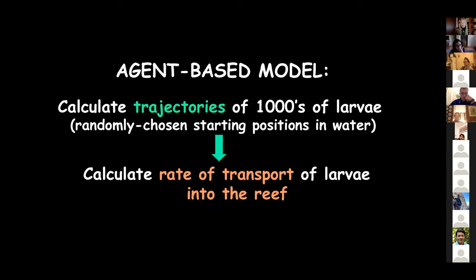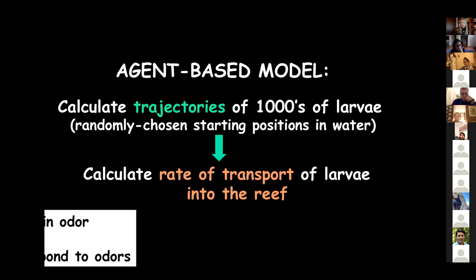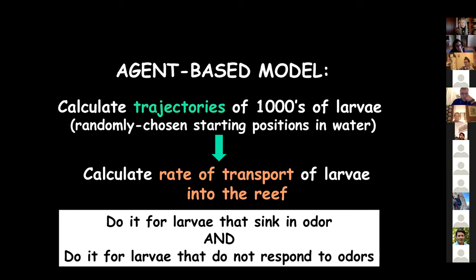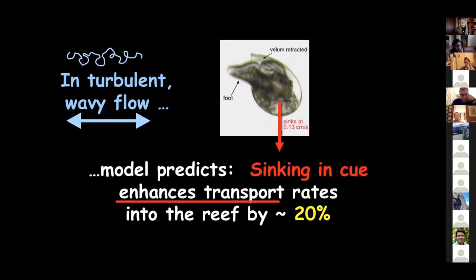Then from that, we can calculate the rate of transport of all these larvae into the reef down at the bottom of our data. And we can do it for larvae that sink in odor, and we can do it for larvae that do not respond to odors. And what we find is in turbulent wavy flow, like we measure in the field and like we've measured in our wave flume, the model predicts that this simple on-off behavior of sinking in Q and swimming when not in Q enhances transport rates of these larvae into the reef by 20%.